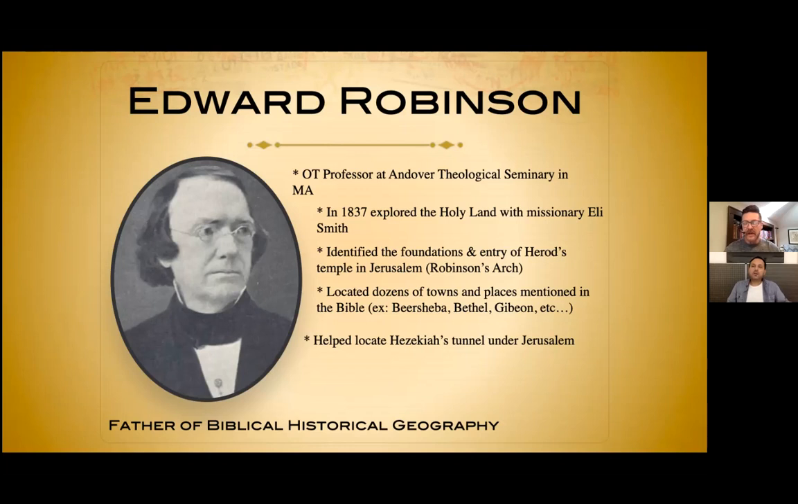Yeah, he was actually a surveyor, a British surveyor, that was a little bit before Eli Smith, and he actually went down and explored the tunnel and some of the underground parts of Jerusalem. What was his name again? His name was Charles Warren.